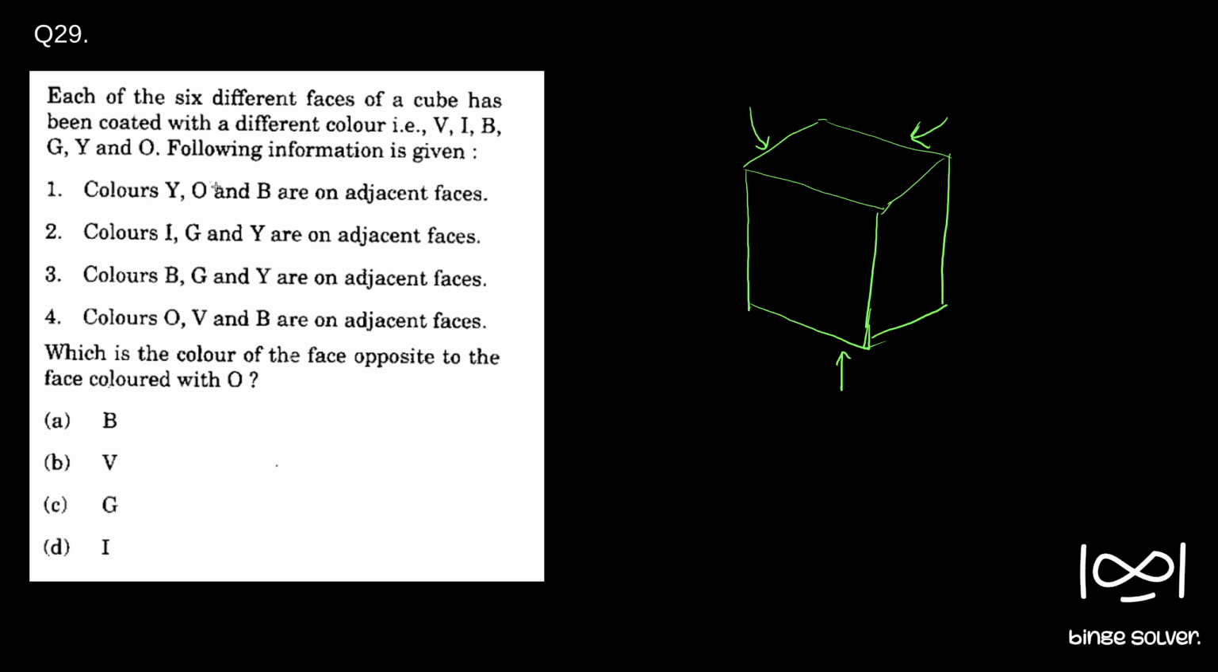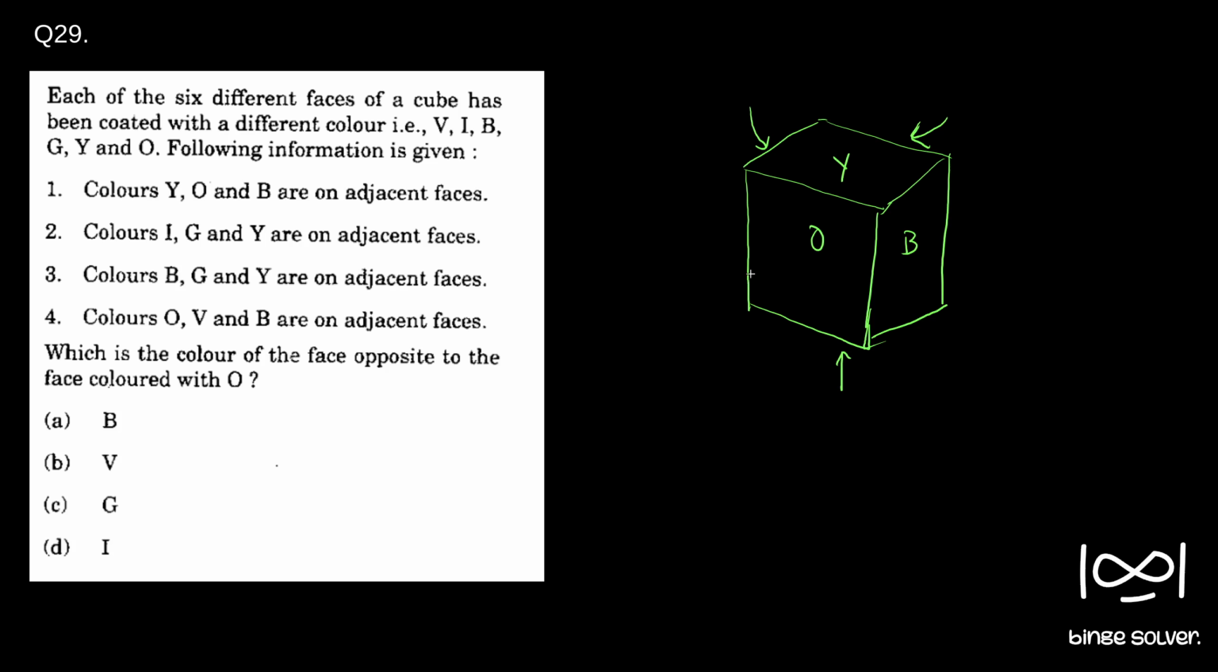Now it is given Y, O, B are on adjacent faces. Since we haven't filled in any information yet, we can randomly choose these three as the given faces Y, O, B. So we just randomly chose three adjacent faces and marked them Y, O, B. Now we will use the other information.